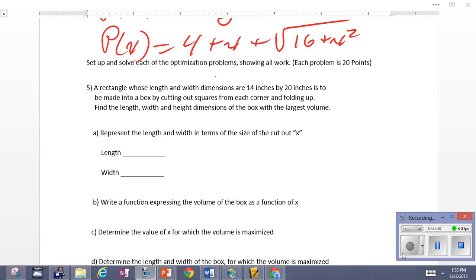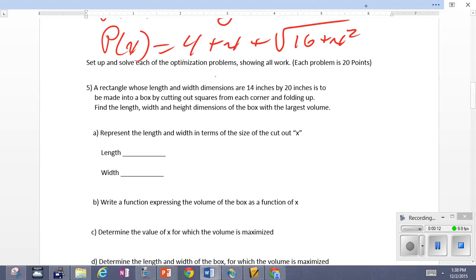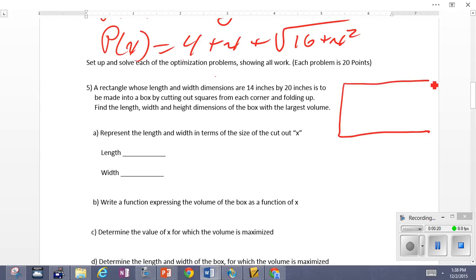Okay, we're back. We're going to take a look at these 20-point problems on the test. This is pretty much like what was done in a previous video. We've got a rectangular sheet. Dimensions are 20 by 14, but we are to cut out the corners, which are x by x, and then fold it up to make a box, which means this dimension is 20 minus 2x.